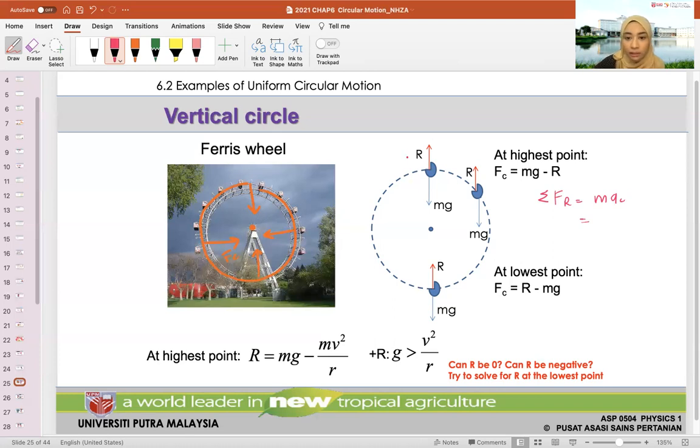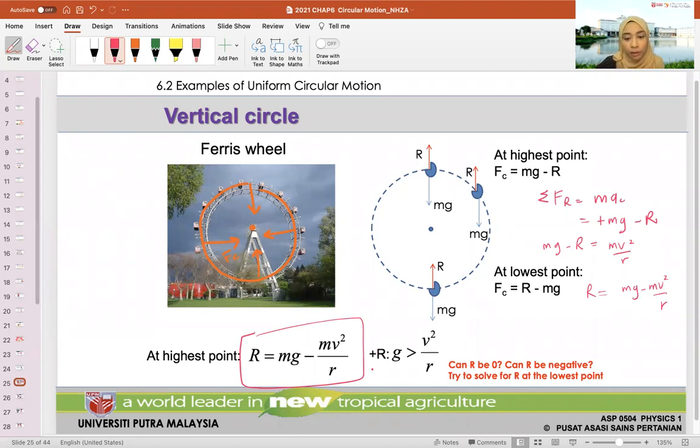Next, what is acting towards the center? Positive mg minus r. So this is what you have. So mg minus r is equal to MAC or mv squared over r. Now in this case, solvekan for r. So kita try to rearrange this, okay? So mg minus r equals mv squared over r. This is not capital R, it's small r. This is radius r. So we want to rearrange this. So r becomes mg minus mv squared over r.